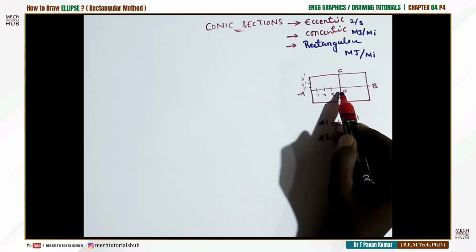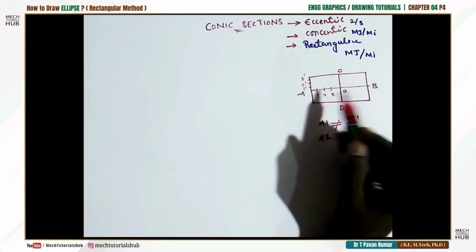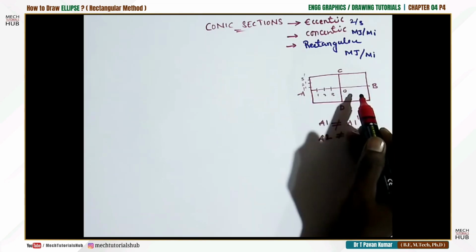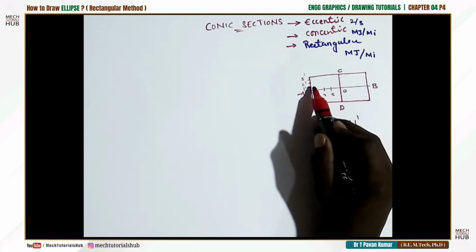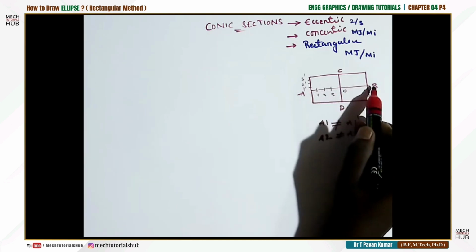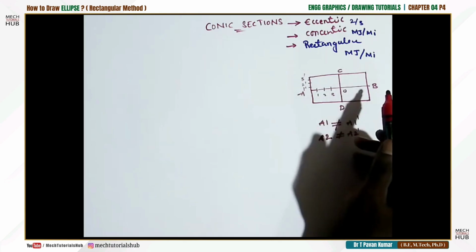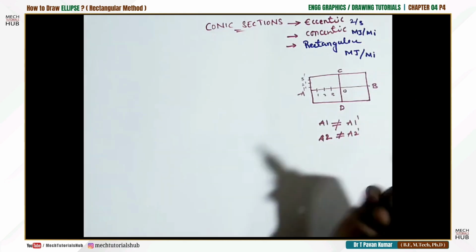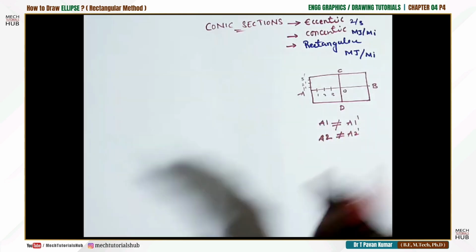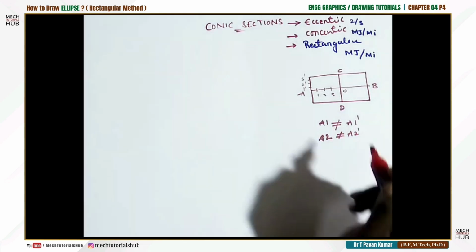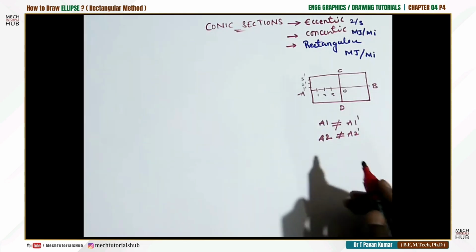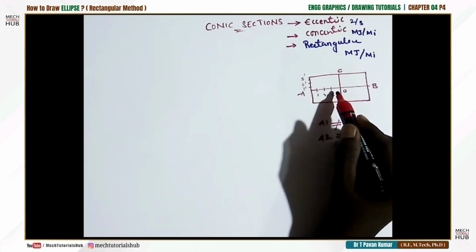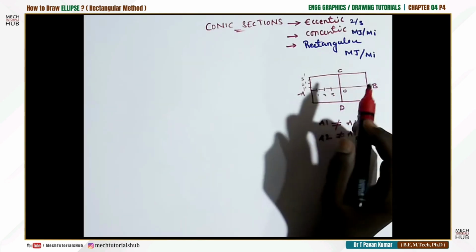You can divide this AO also into, for example, 5 segments. You can make it 6 segments, you can make it 10 segments. It all depends on your wish. The more you divide, the more control points you are going to get. It becomes easy for you to join them all with freehand, because ultimately we are going to join the complete ellipse with freehand only. If you create more points, it becomes easy for you to join. That is the only intention. If you go up to 3 or 5 divisions, it will be okay. You can make your sketch properly.